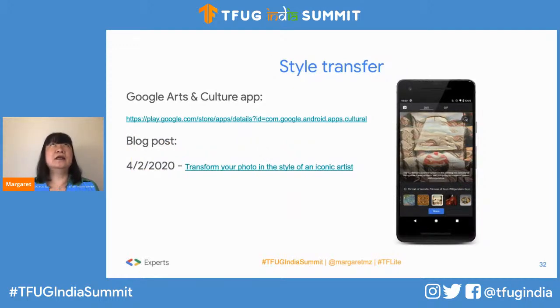And here's another example on style transfer, and it's on the Google Arts and Culture app that you can take a look at here. And it's really fun. This app has more than just the style transfer. It also has other fun experiments you can look at, and also images and anything related to art.